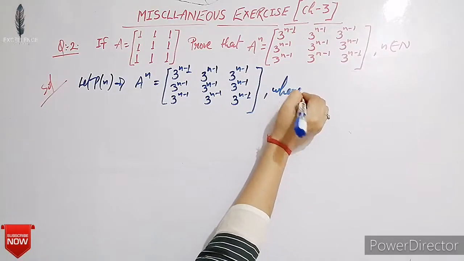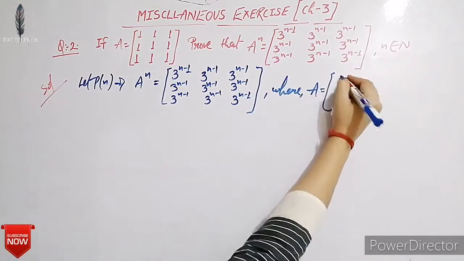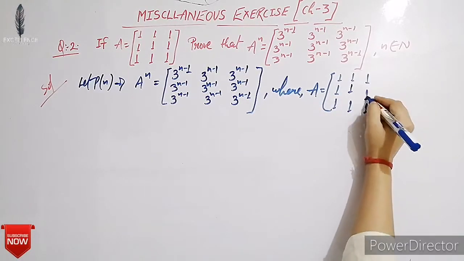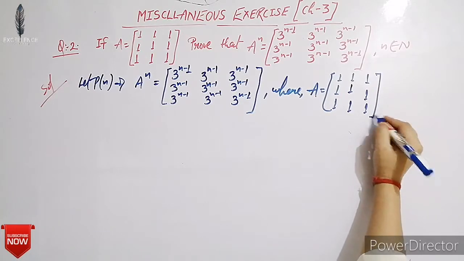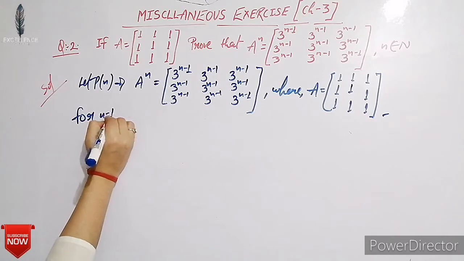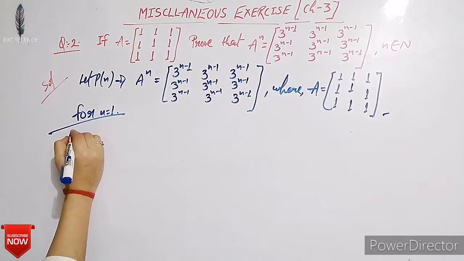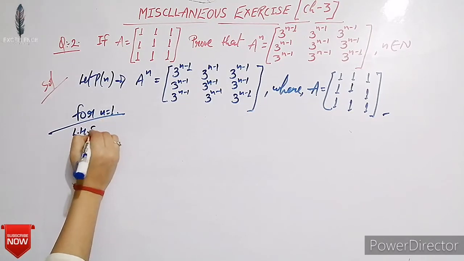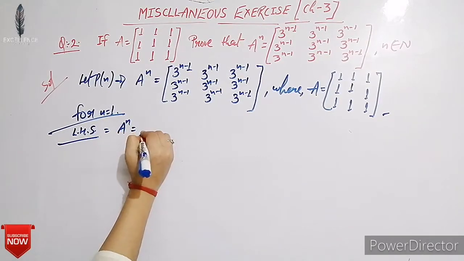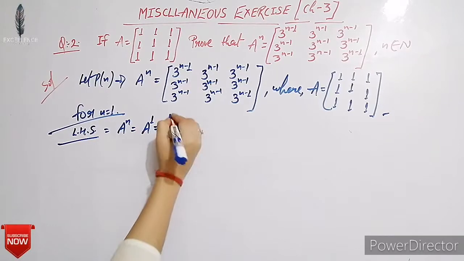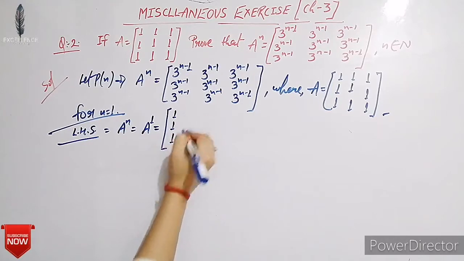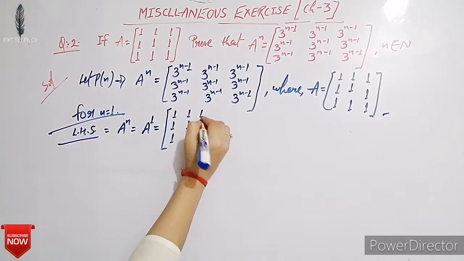Where A matrix is equals to 1, 1, 1 and same second and third column, each element is equals to 1. Now first for n equals 1, LHS equals to A raised to n, where n equals to 1, so A raised to 1, that is equals to A, means 1, 1, 1. Put the values of A matrix they are given in question.